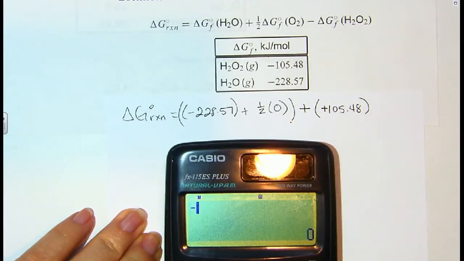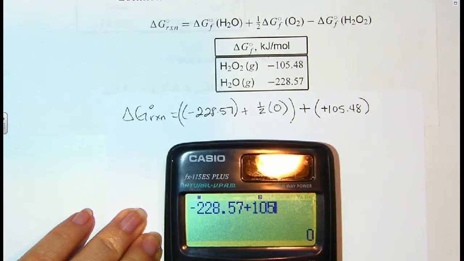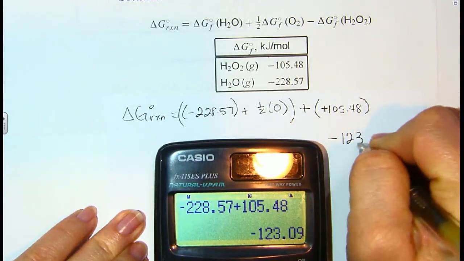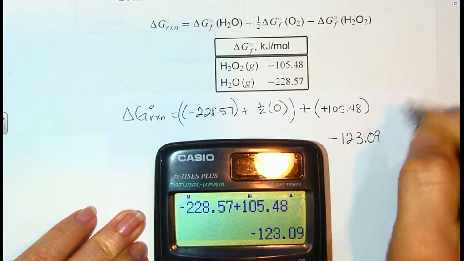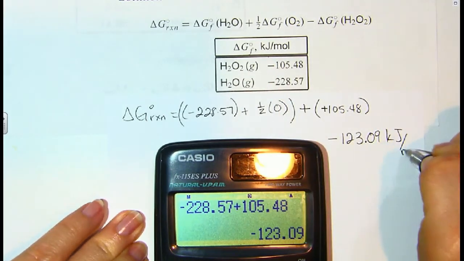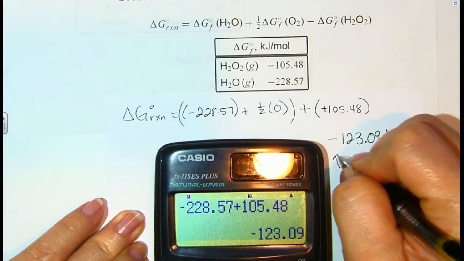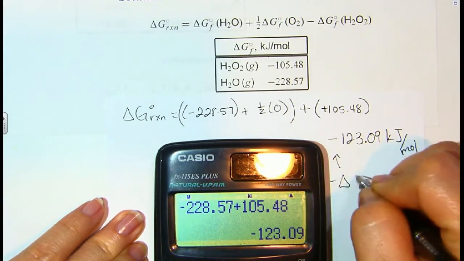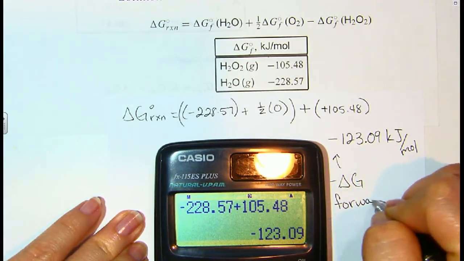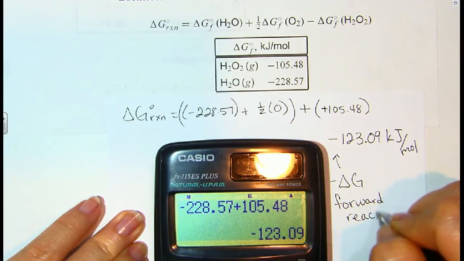So we'll take negative 228.57 plus 0, basically, and then plus 105.48. And we get a value of negative 123.09. And notice that this is in kilojoules per mole. And because this value is negative, we have a negative delta G, which means that the forward reaction is spontaneous.